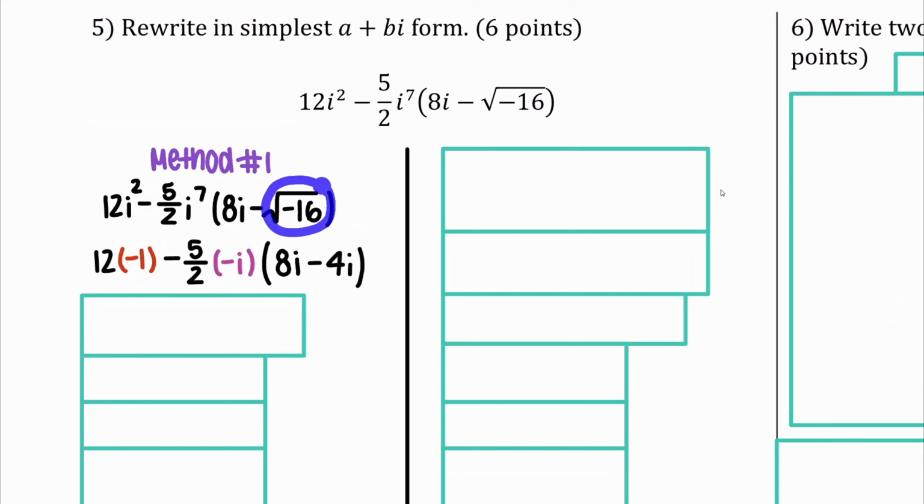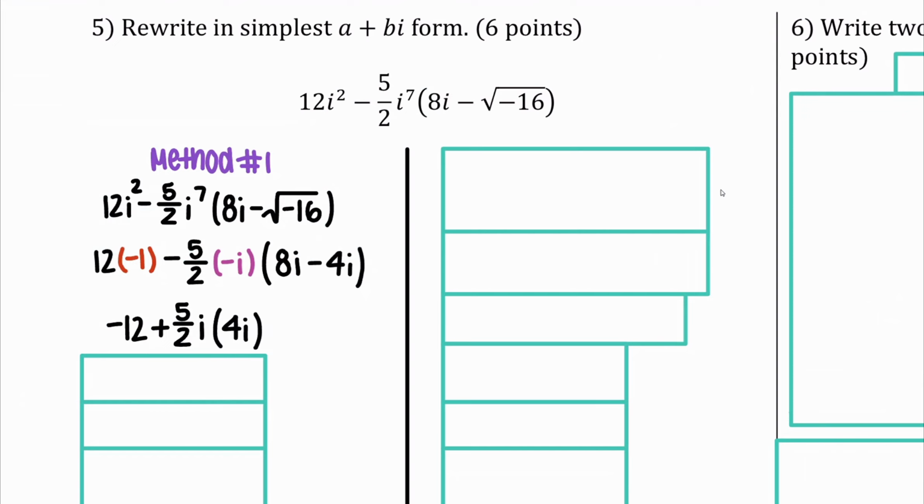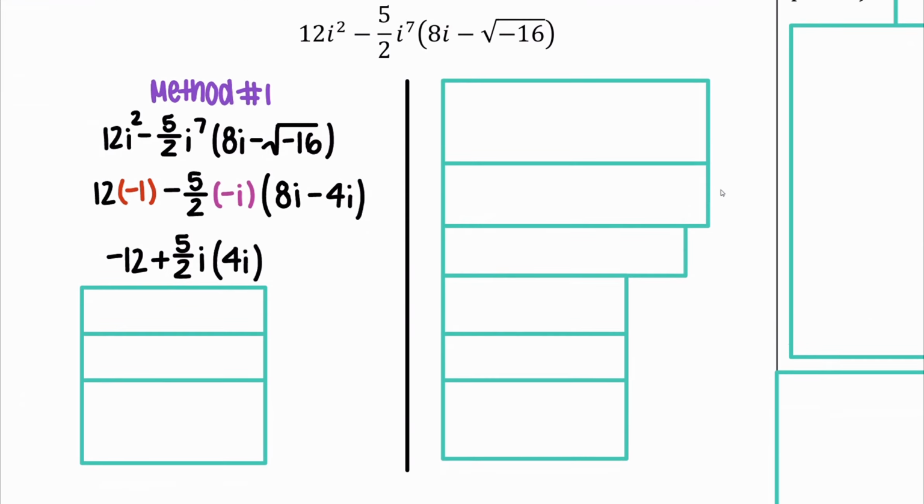And then we also see here that the square root of negative 16 simplifies to 4i. And again, there's no plus minus here because it's not an equation. We're just simplifying the regular square root of negative 16. And then from here, let's simplify. So this gives us negative 12 plus 5 over 2i, and then 8i minus 4i is 4i as such.